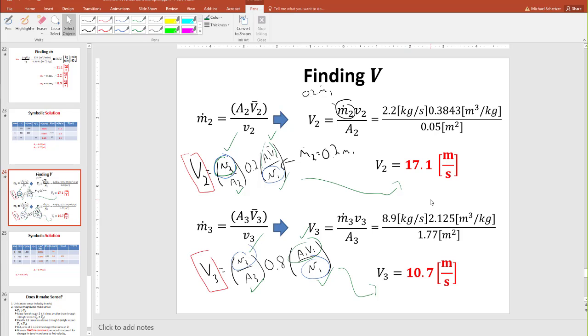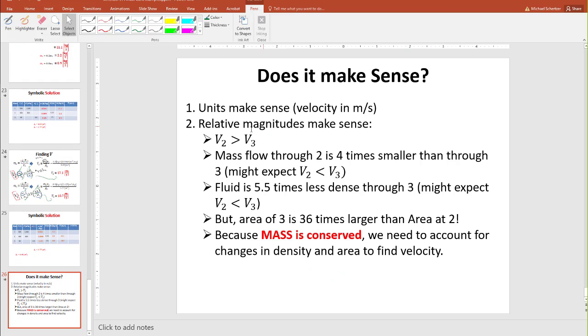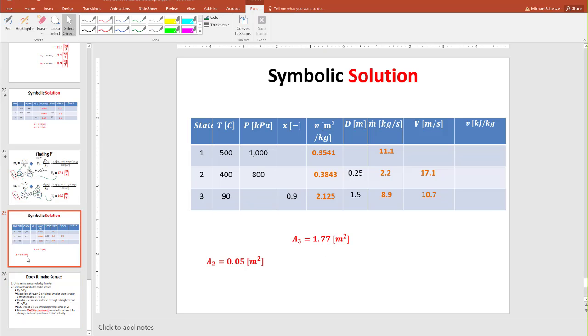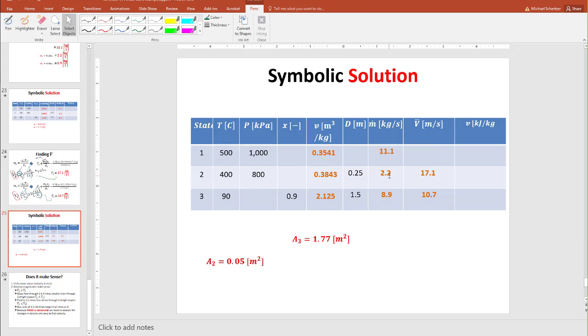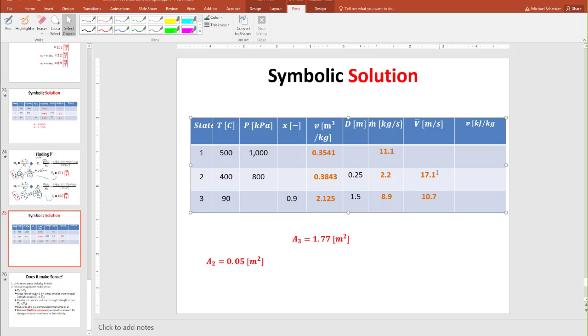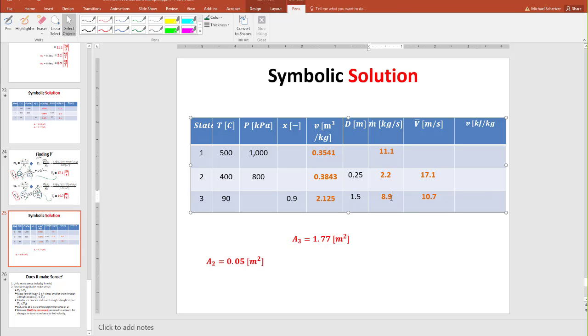But these are positive values, which is what we expect, so we know that this makes sense. But what about the magnitudes? I can look at the magnitudes here and say, well, how come the mass flow rate here is 2.2 kilograms per second, but the velocity is so much bigger than it is here? It's almost twice as big, right? You might look at that and a red flag stands up and you say, well, that doesn't necessarily make sense. Shouldn't the velocity be bigger in the place where lots more mass is coming out?